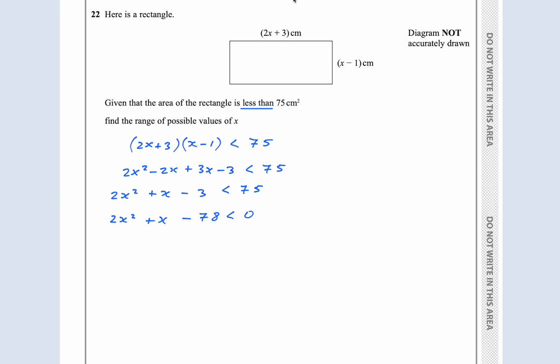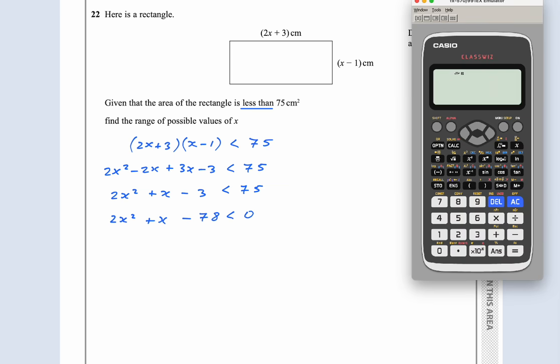Okay, so now I have a quadratic. Now I have a quadratic inequality, which I need to solve. Now, one thing to note is you can solve this on your calculator, but you have to put in a step. I'll show you in a second. You have to factorize this, or at least use the quadratic formula. But you can get the answer here on your calculator.